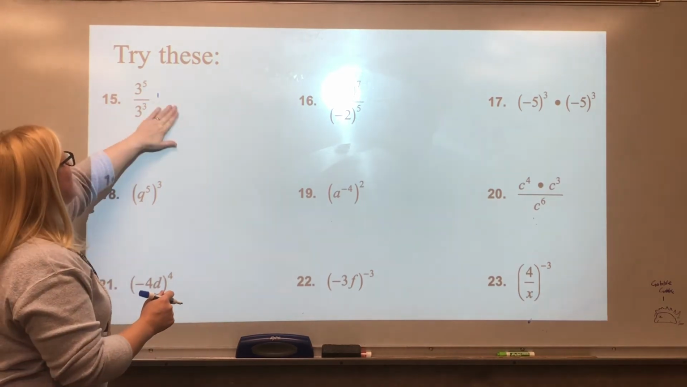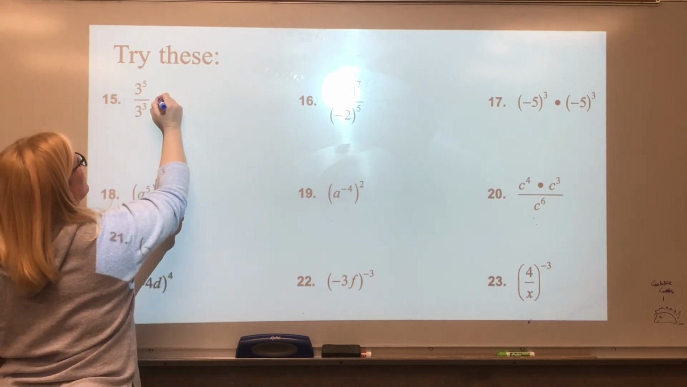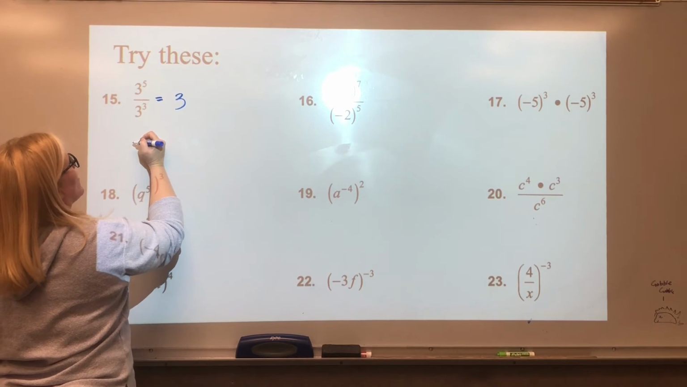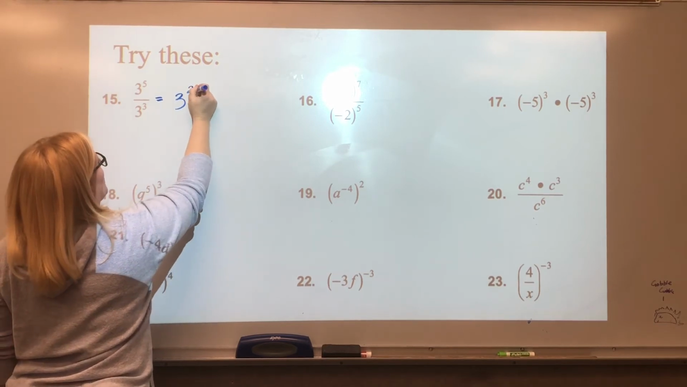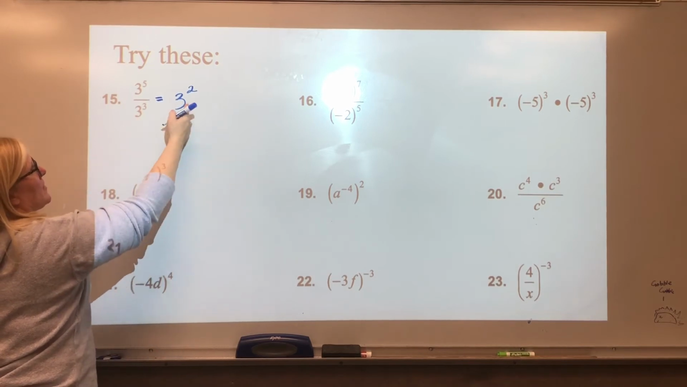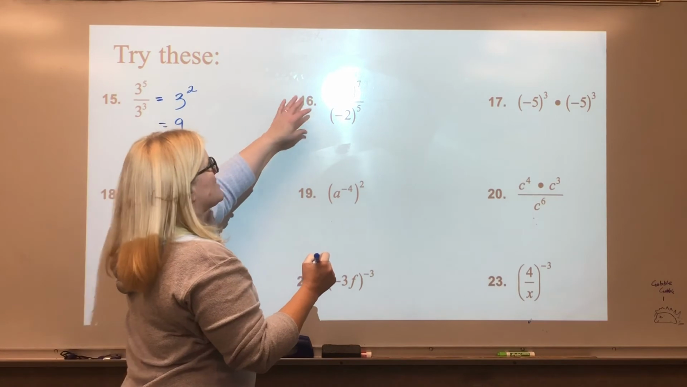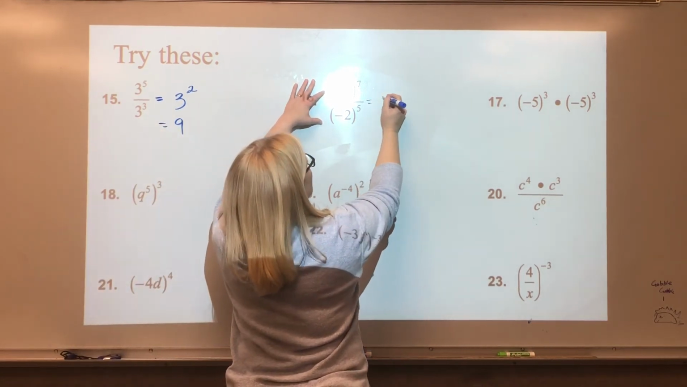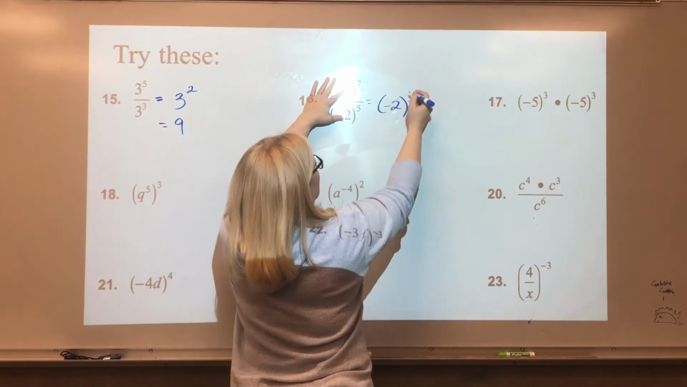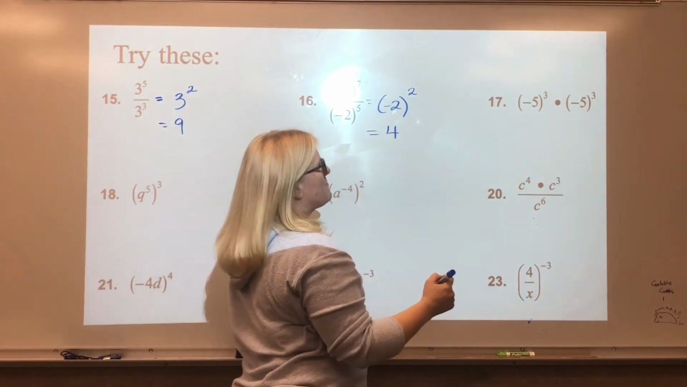All right, 3 to the 5th over 3 to the third. Well, we've got the same base. We need to subtract. So this is going to become 3 squared, right? Because I've got 5 on top, 3 on the bottom. That leaves me with 2, which is 9. Okay, same thing here. I've got negative 2 is my base. I subtract the exponents. That gives me a 2. Negative 2 times negative 2 is 4.